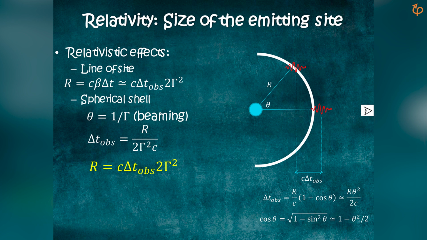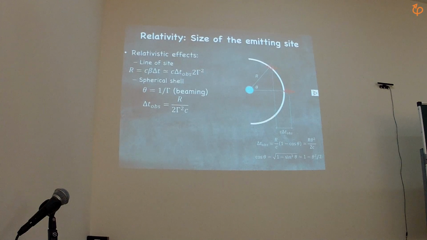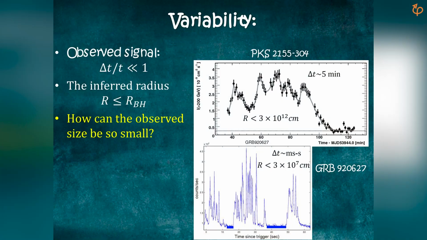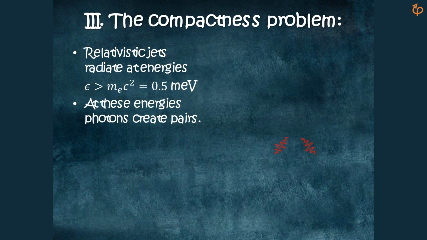So the observed time, the observed variability, the observed delta t that I see is squeezed by a factor of gamma squared. The faster this blob is moving, the shorter the variability that I will see. And remember that I showed you these very fast variabilities in gamma ray burst. So the typical values of Lorentz factor that I'm seeing in gamma ray burst that can explain this variability are about 100. And the typical values that I see here are about 10. So this is about the size of the object.